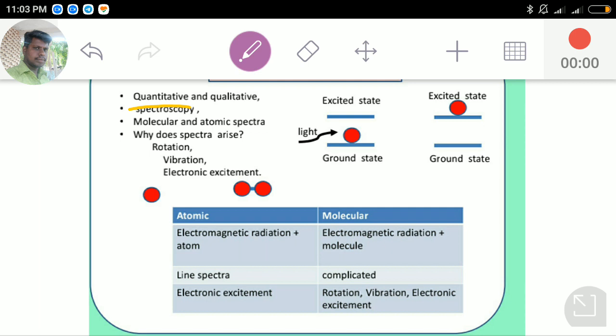This absorption leads to molecular level change: rotation, vibration or electronic excitation. In case of an atomic spectrum, only electronic excitation is possible. A molecule is a combination of two or more chemically bonded atoms, so vibration and rotation are also possible. So the spectrum becomes complicated.